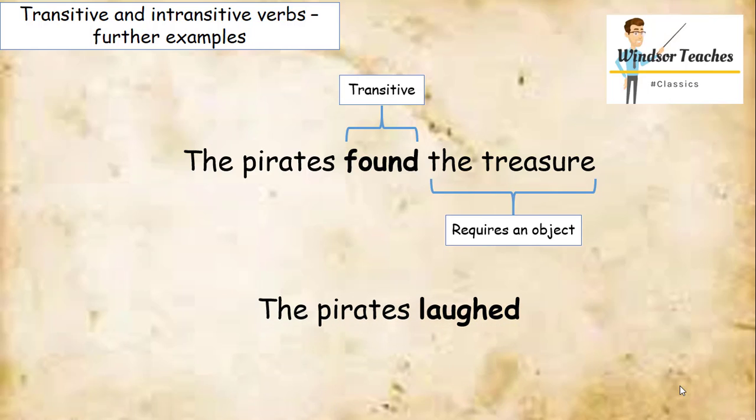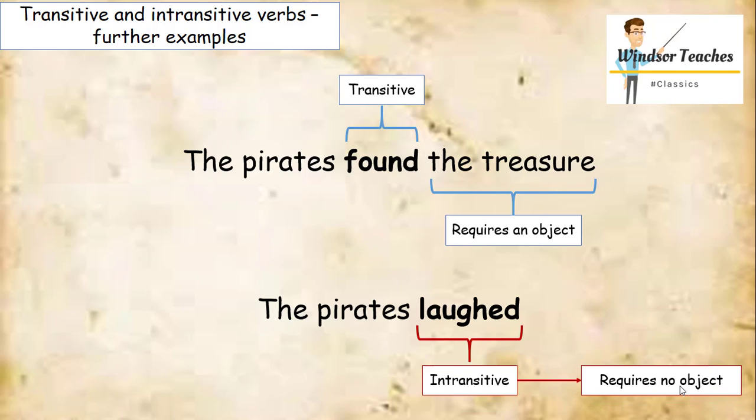Let's look at this one. The pirates laughed. So our verb laughed, this is intransitive, and therefore it requires no object. That sentence, the pirates laughed, is complete in and of itself.